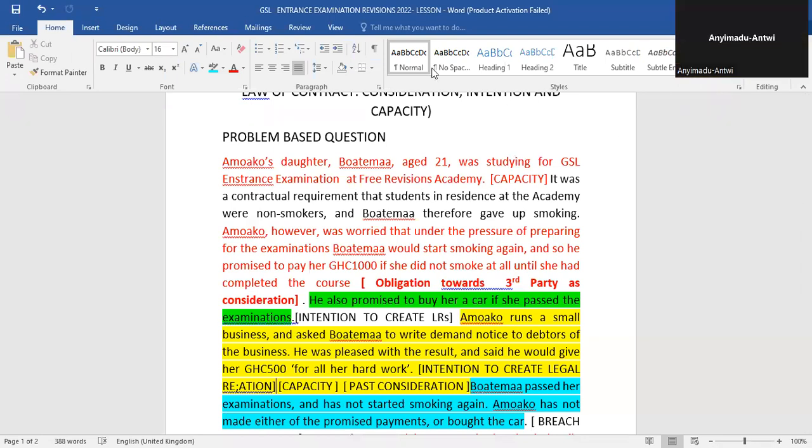Sir, please, I have a question before we deal with that. Okay, go ahead. With regards to Boatemaa not smoking, do we see it as a good, valuable consideration in the eyes of the law?